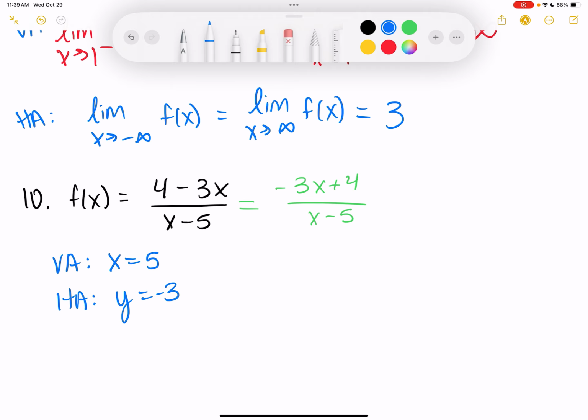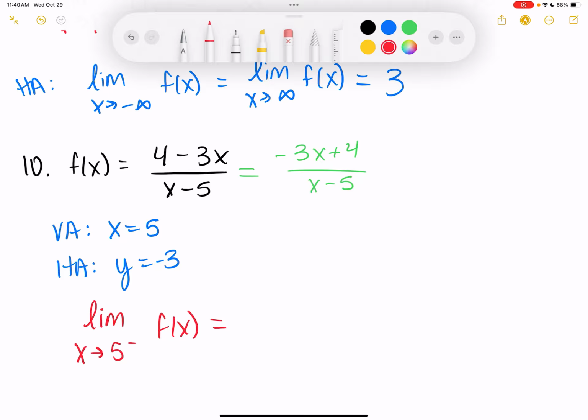All right, so confirm with limits. So we've got the limit as x approaches 5 from the left of f of x. So this would be like 4.99999. Negative. Are you sure? Oh, because it's not negative on the top, so it's positive.